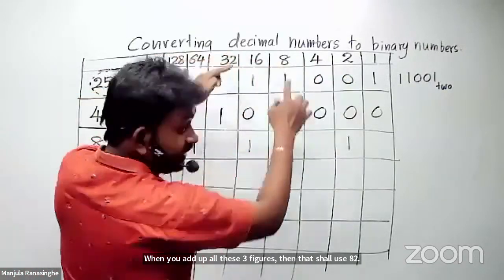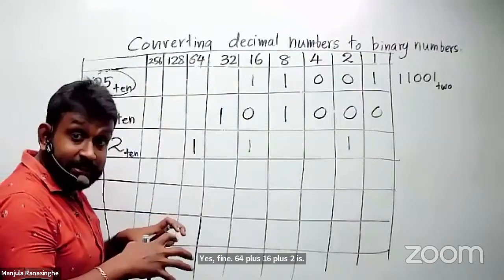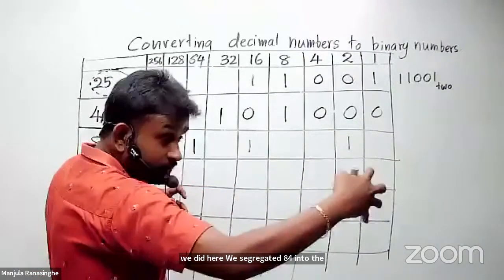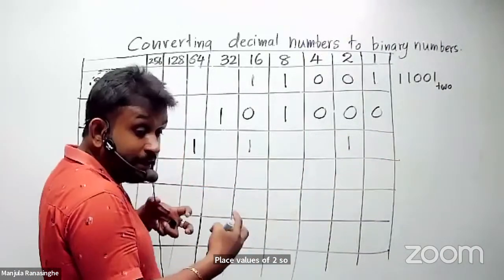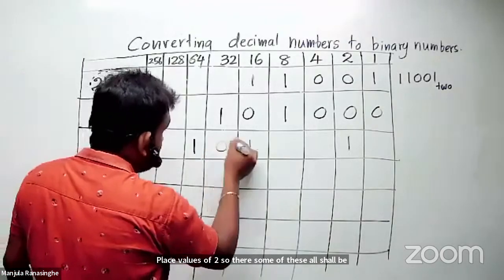When you add up all these three figures, 64 plus 16 plus 2, that gives 82. So what we did here is we segregated 82 into the place values of 2. The sum of these all gives 82. Okay, now I put the others as 0.